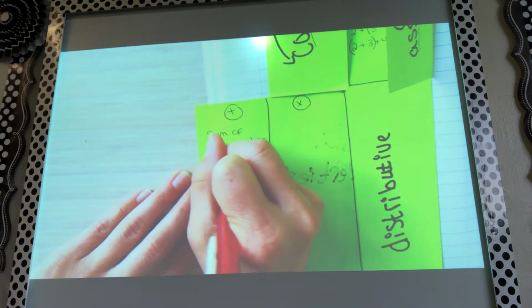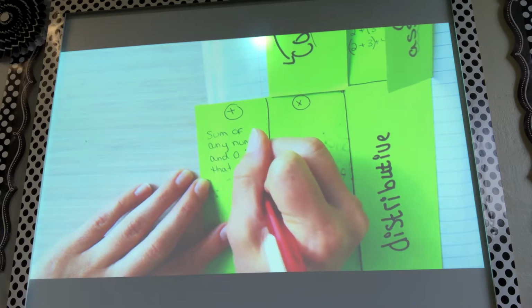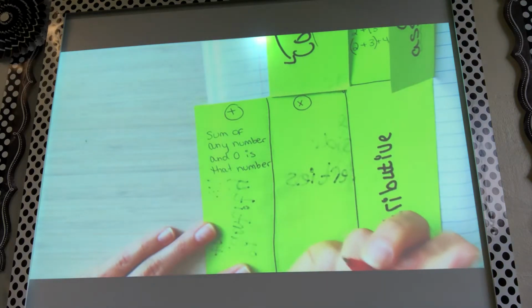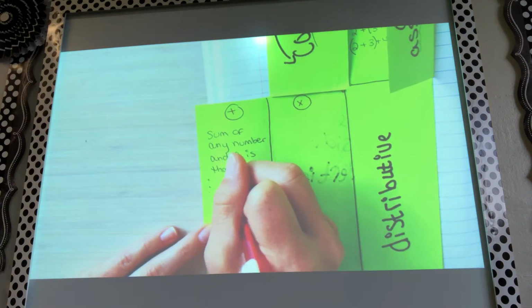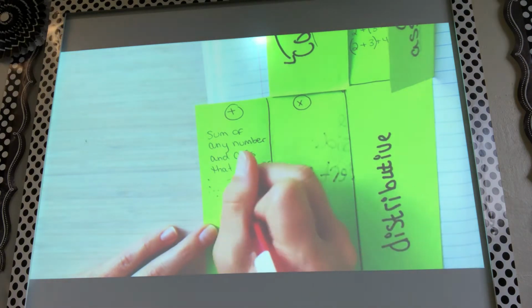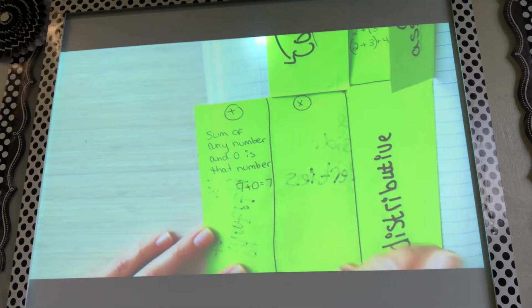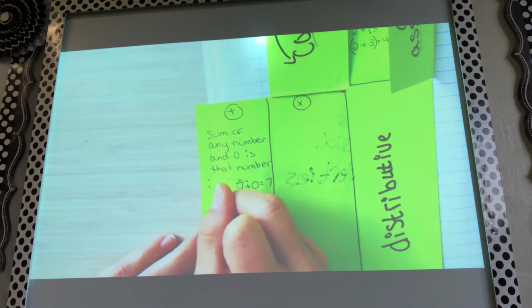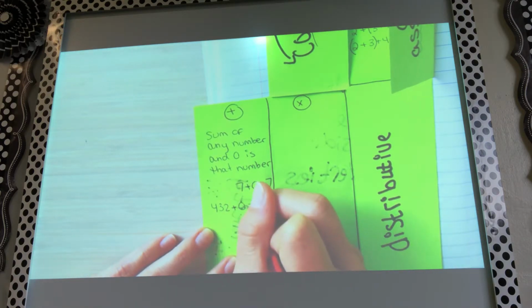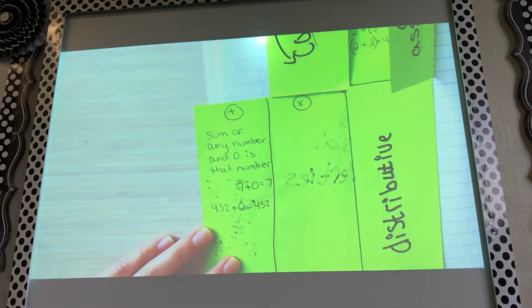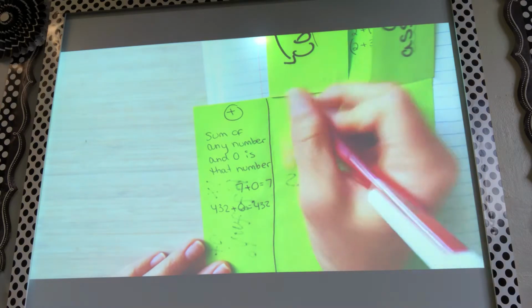And you may say, what? That sounds weird. But quite simple when you think about it. I can take any number, like the number 7, and add 0. The 7 is going to be my sum. I could take 432, add 0, and my sum will be 432. And that is the identity property of addition.